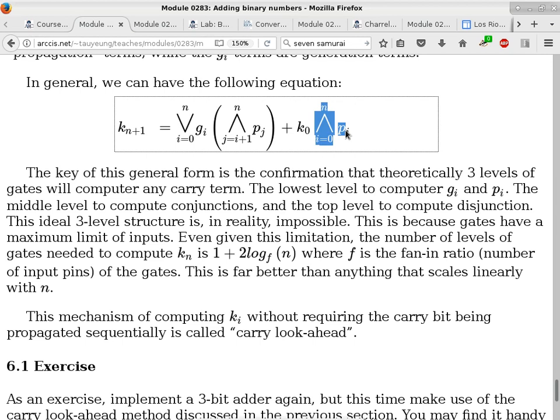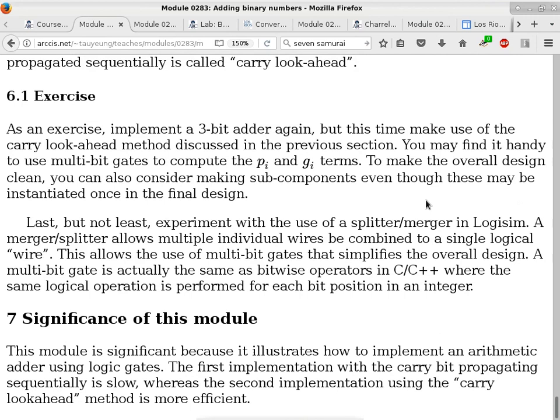I'm not going to talk about the exercise just yet. We'll do it maybe next time. But when you read this document again, focus on the big picture first. What is the major accomplishment of this entire derivation? We now have an adder that can deal with any number of bits, but only using logic gates. Is that okay? All right.